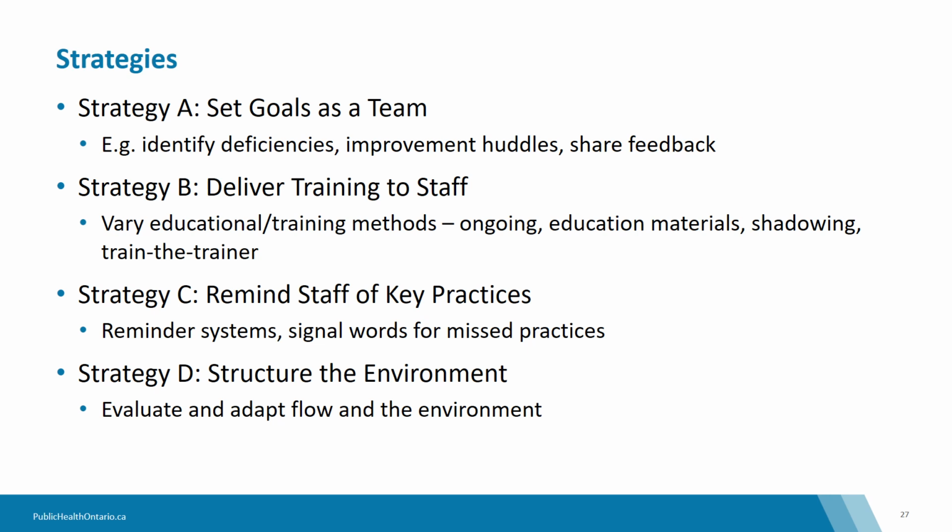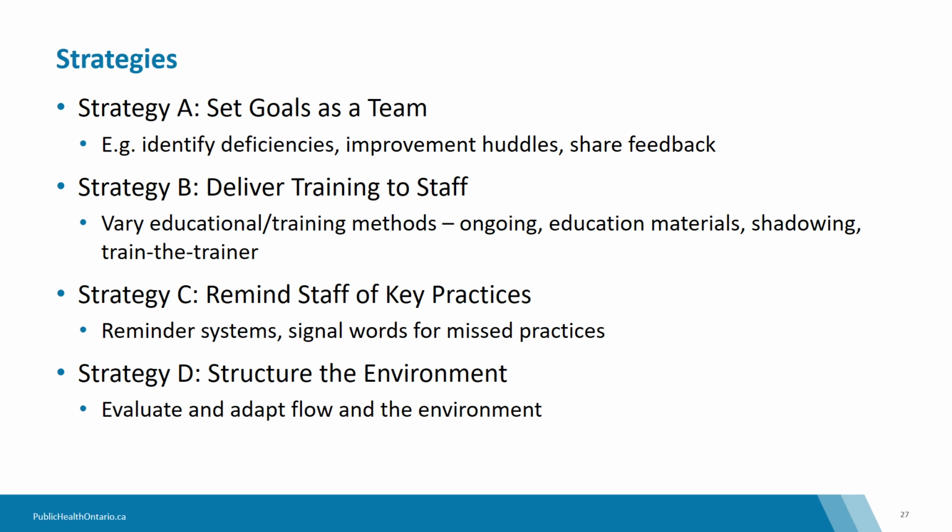Strategy B, deliver training to staff. Hold educational meetings to review best practices, distribute educational materials, plan for and make training available in an ongoing way. Vary the information delivery methods to cater to different learning styles and work contexts, and shape the training to be interactive. Provide ways for individuals to directly observe or shadow experienced people. Use the train-the-trainer approach.